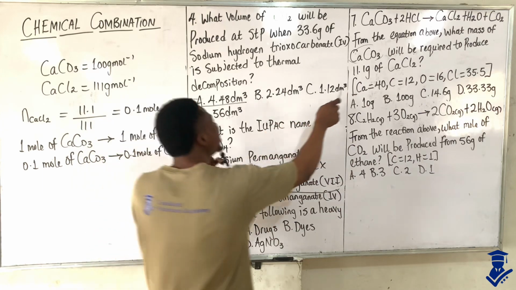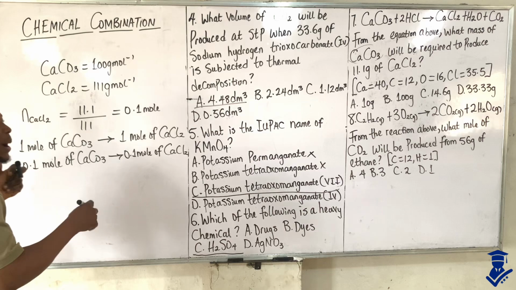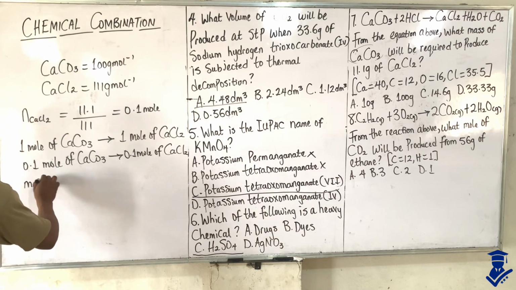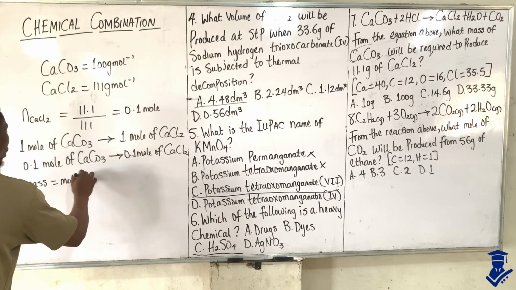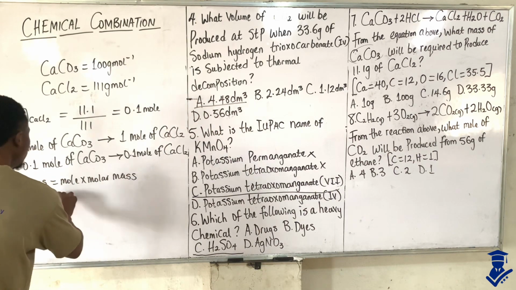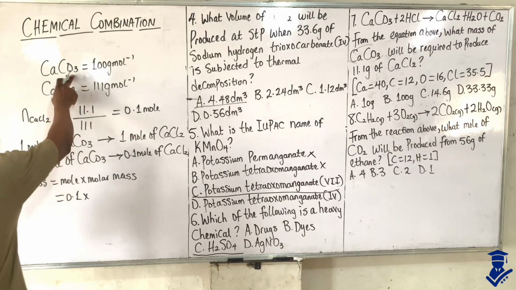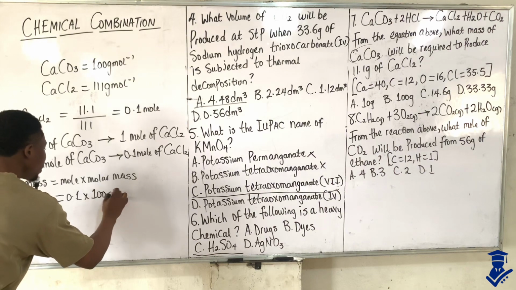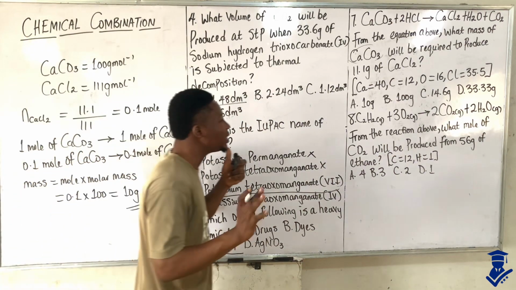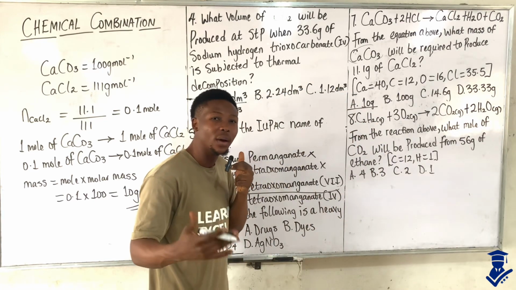So the mass of this required to produce 11.1 gram of that is going to be mass is mole times molar mass. The mole is 0.1 times the molar mass of CaCO3, which is 100. So that's going to be equal to 10 grams, which is option A. So that makes option A correct.